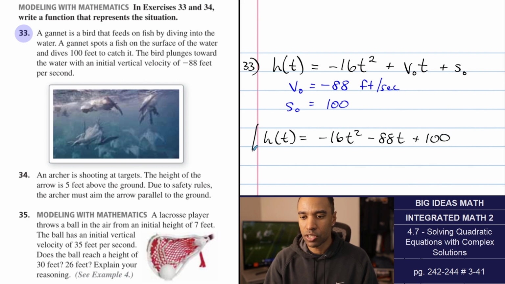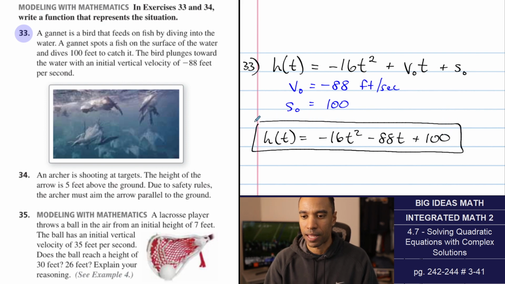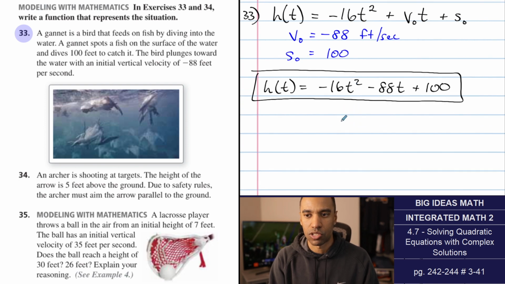And there's nothing they're asking us to solve for. They just say set it up, and that's it, right? Write a function that represents the situation. Boom, we're done. We're probably going to set up our own later to solve, but we're practicing here.